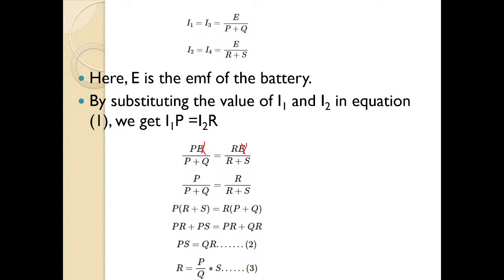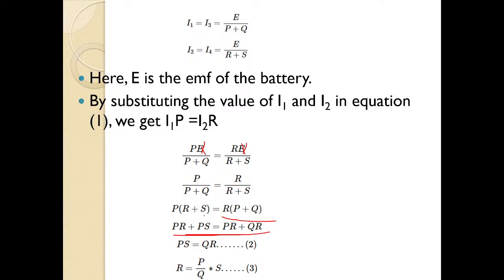Just rearrange the terms, just simplify it. Send P plus Q to the right side, R plus S to the left side of this equal sign. And you will get P into R plus S and R into P plus Q. Just multiply P with R plus S. So PR plus PS. And on this side, RP plus RQ. You will get this. Just expand it.